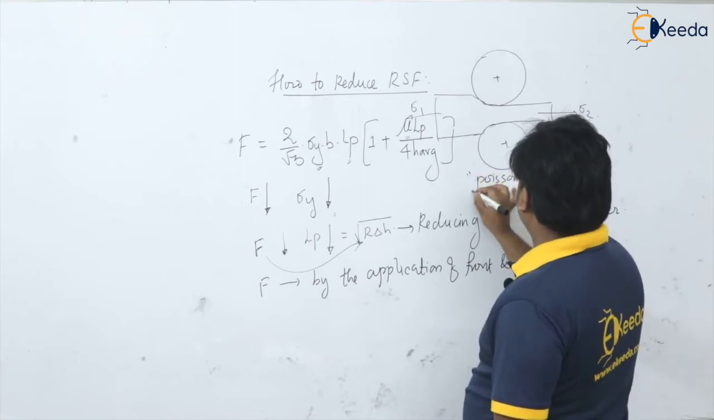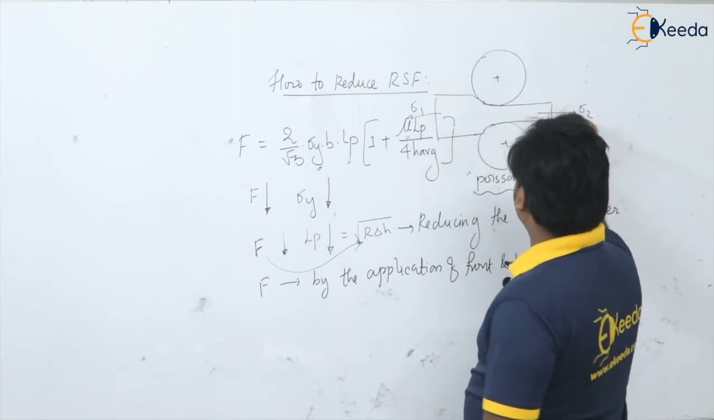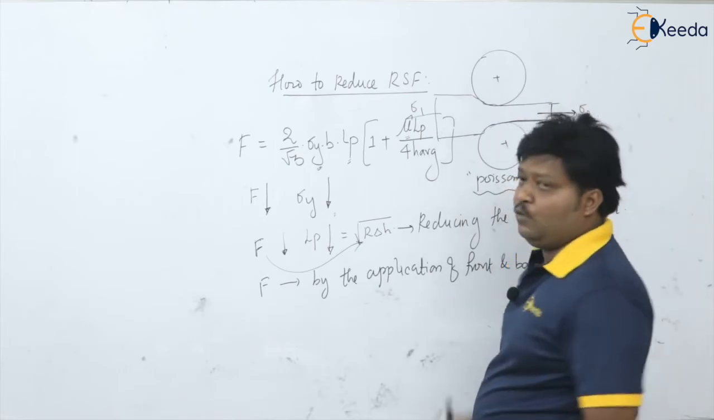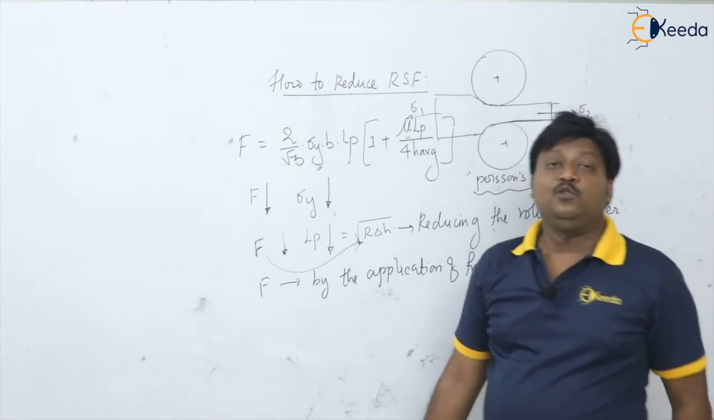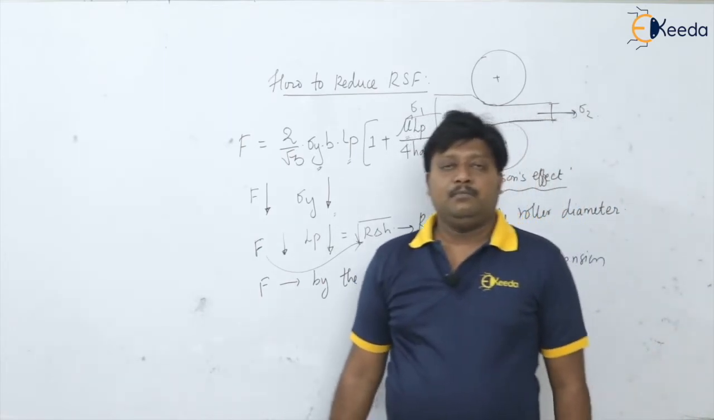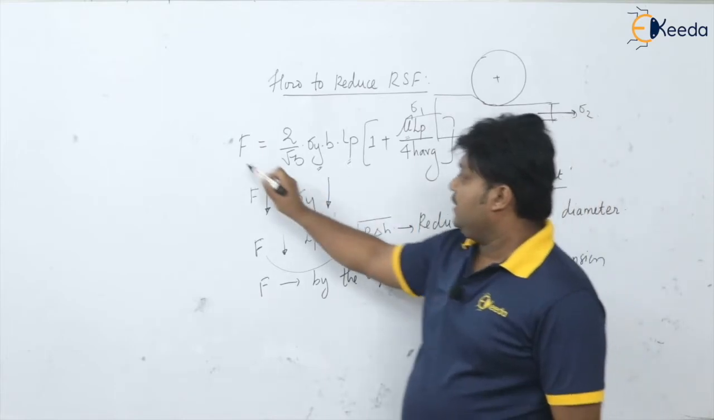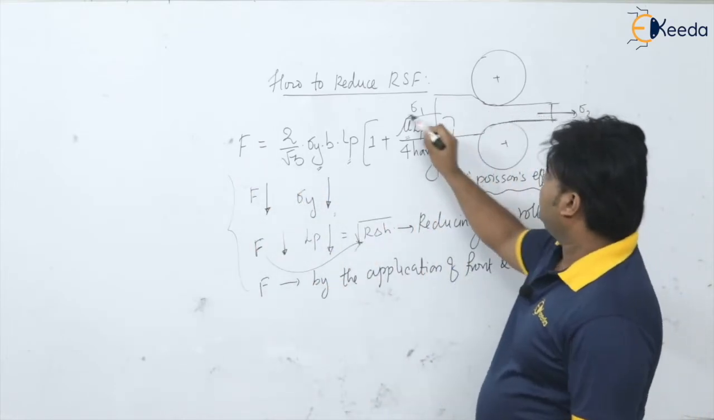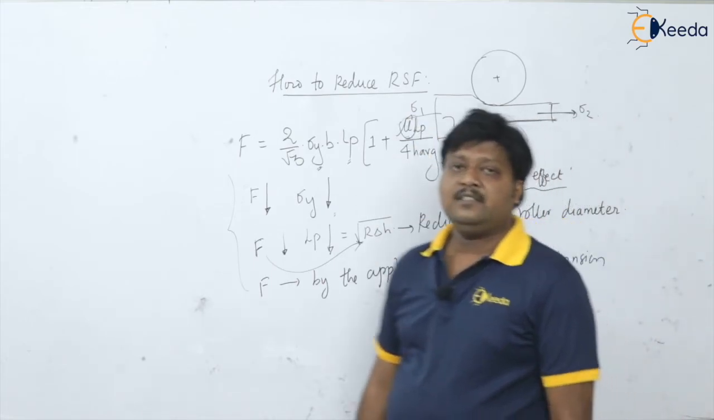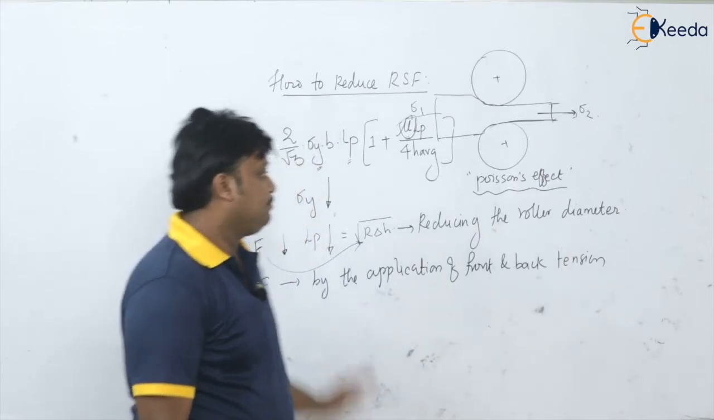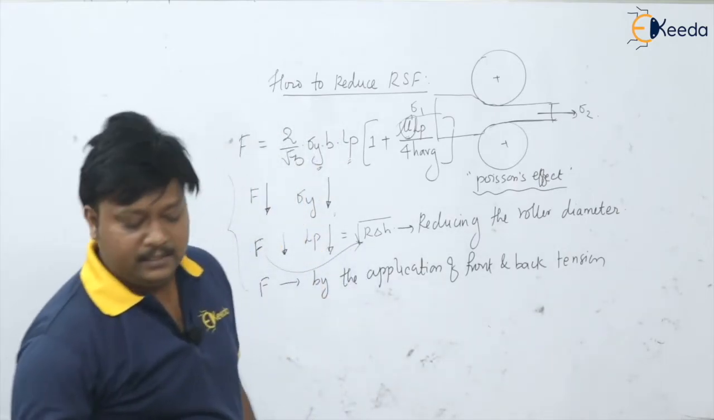Okay, so of course this stress is going to minimize this thickness along the length direction, so it is going to help in reducing the force in the rolling operation. Please remember, in this way we are able to minimize the force. Of course, if the mu is also less, then you can also reduce the roll separating force. Okay, now let us see the question.